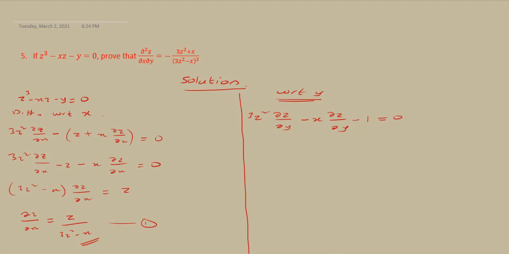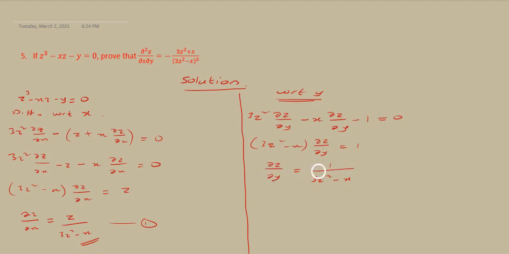Make dz/dy the subject of formula. This one will become 3z squared minus x, dz/dy is equal to 1. So dz/dy is equal to 1 over 3z squared minus x. That is what we are going to obtain. Now, this is what I have.